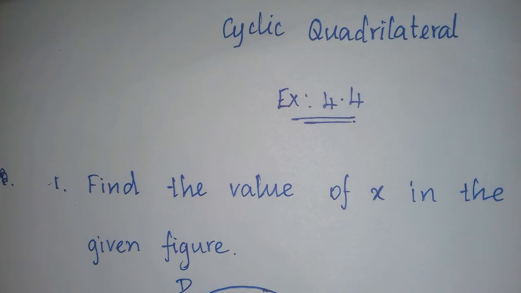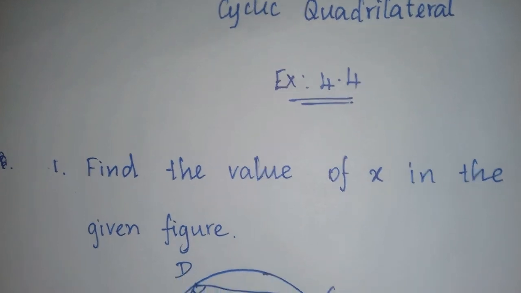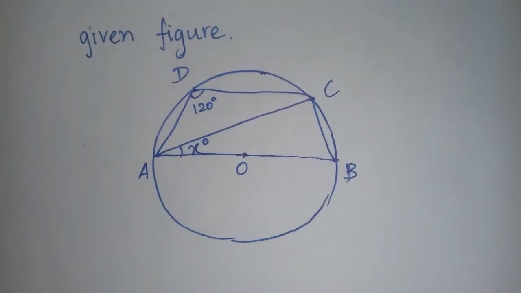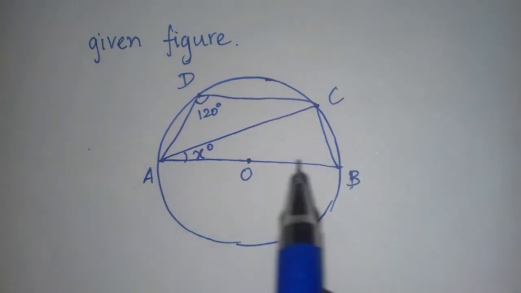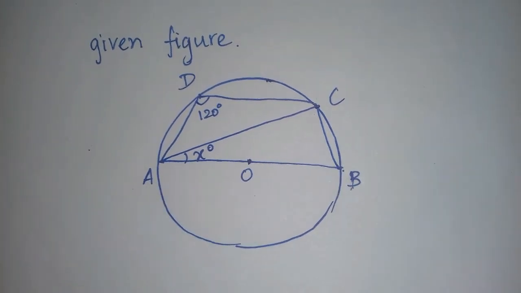In that, the first problem we are going to see now. What is given in the first problem? Find the value of x in the given figure. What is the figure given? It is a cyclic quadrilateral. What is AB? AB is the diameter.